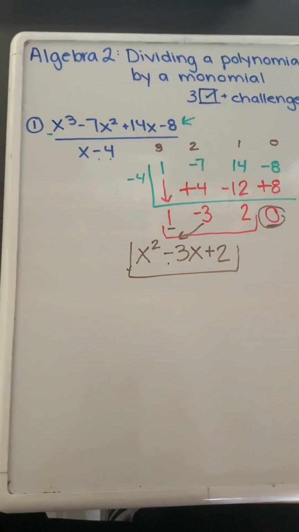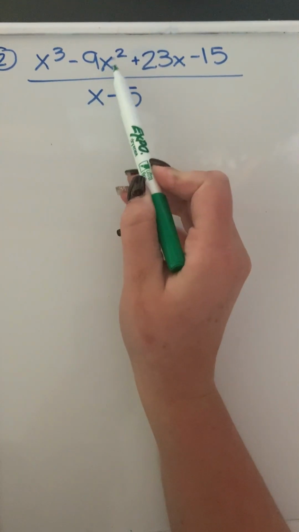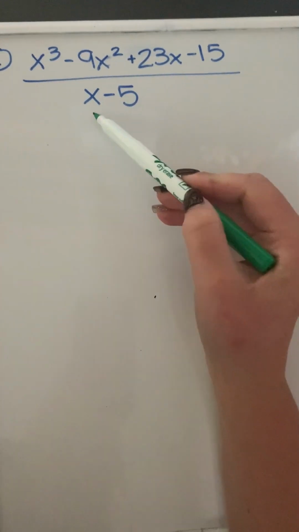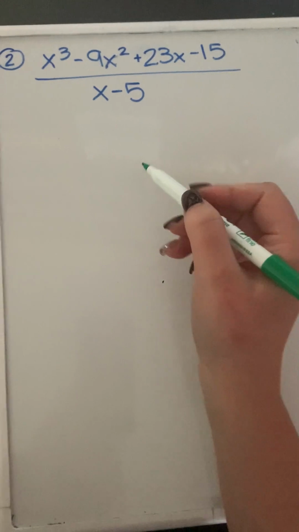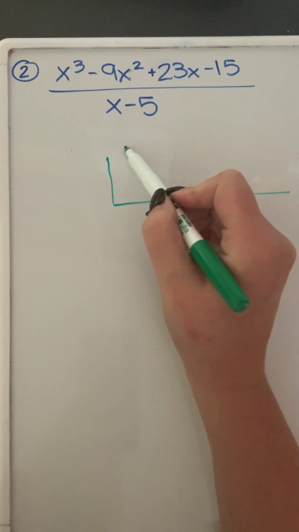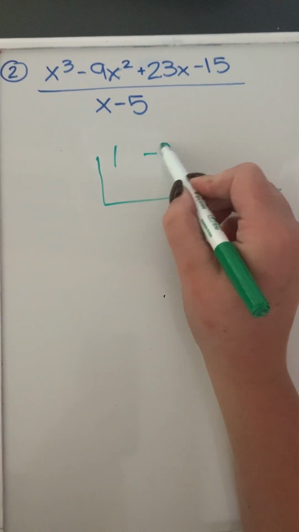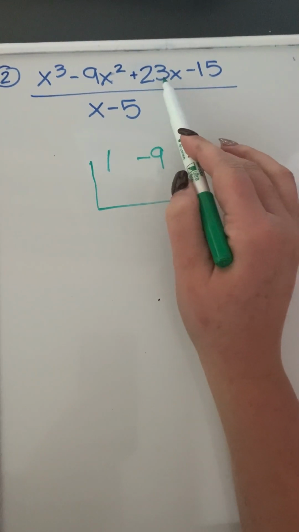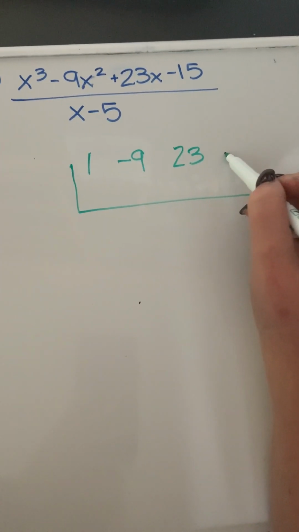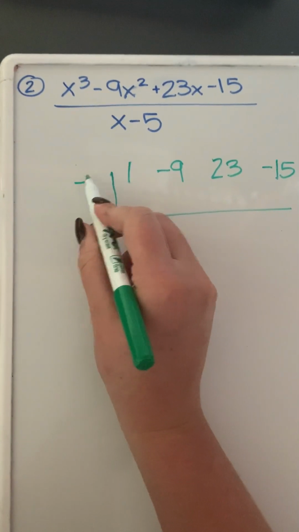Now let's try number 2. So number 2 says x to the power 3 minus 9x to the power 2 plus 23x minus 15 divided by x minus 5. So again, we're going to use synthetic division. We're going to bring down the coefficient for the power of 3, which would be 1. The coefficient for power 2 is negative 9. For power of 1 is positive 23. And for the 0 power is negative 15. We're going to divide it by negative 5.